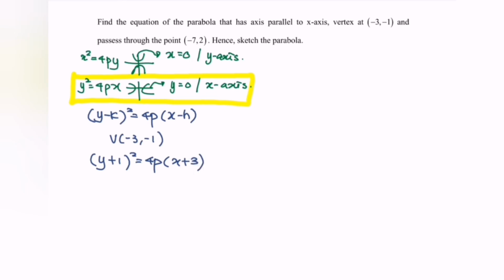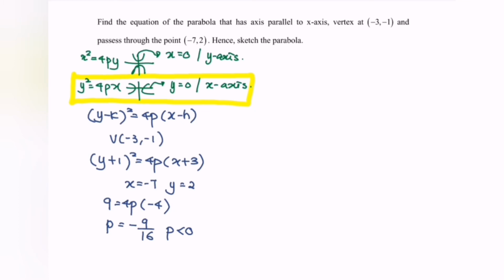Next, kindly refer to the question. The question said the parabola passes through the point (-7, 2). So we have x equals -7 and y equals 2. Kindly substitute the values. So we will have (2 plus 1) squared, which is 9, equals 4p(-7 plus 3), which is -4. So p will be equal to -9 over 16. Since p is less than 0, that means the graph will open towards the left.